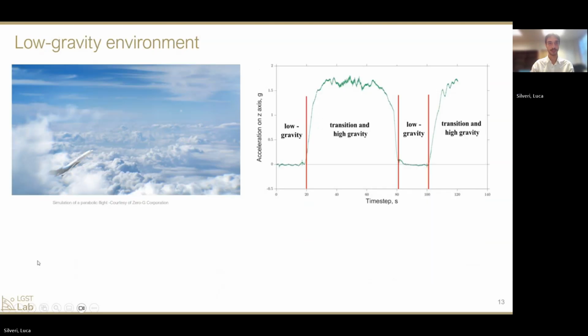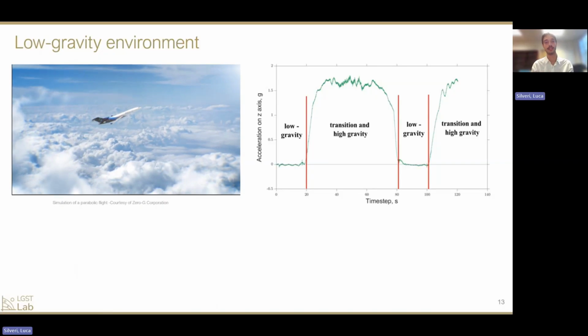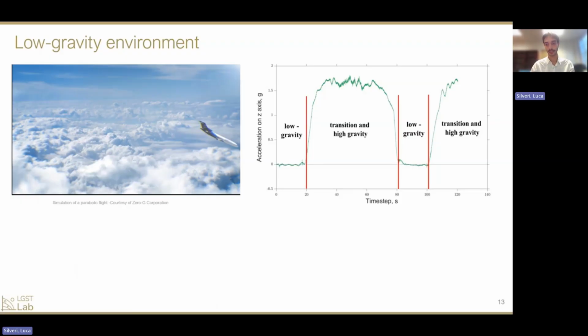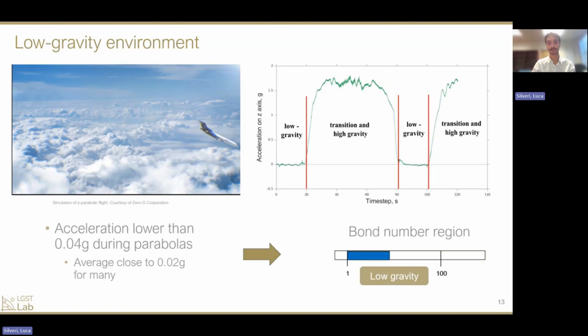So, moving on, the low gravity environment was obtained with the parabolic flight. The video on the left shows a parabolic maneuver of a parabolic flight, and this gives, as can be seen on the right, some time of low gravity environment. Then there is a transition in high gravity, and then another around 20 seconds of low gravity time.